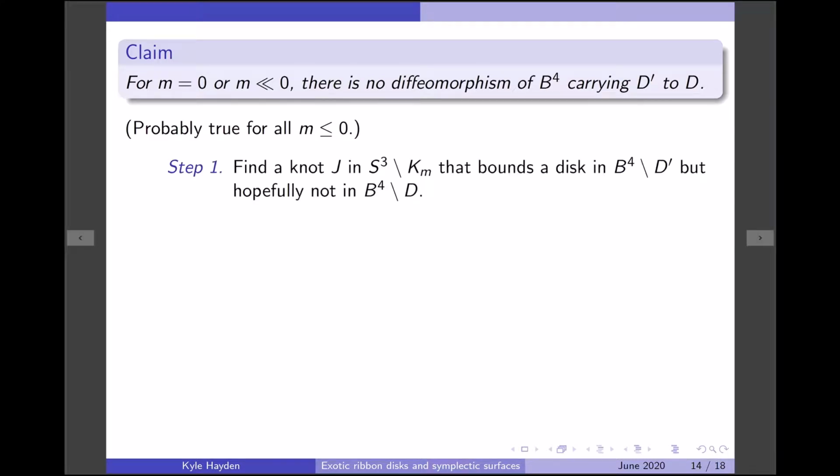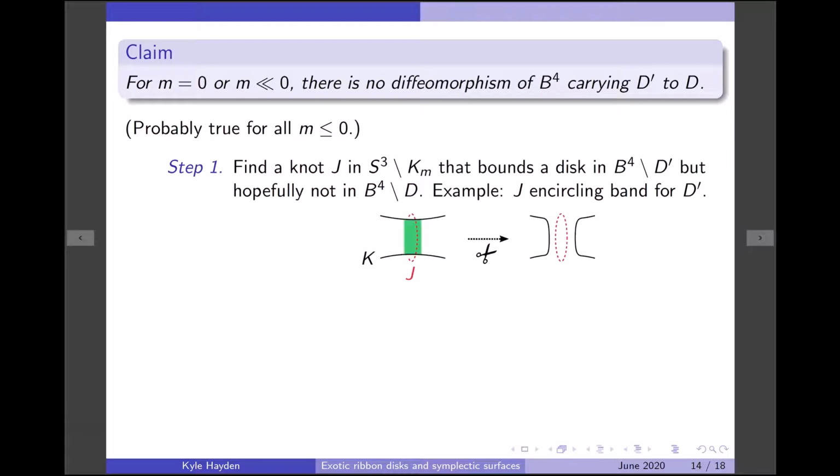The first step is to find some knot J in the complement of your knot K that bounds a disk in the complement of D prime, but hopefully not in the complement of D. And so that should be picking up on the difference between D and D prime. As an example, a natural candidate is to take a knot which just runs one time around the band that we used to define D prime. And the reason is that when we perform that band move, we sort of part the seas for J to go ahead and bound a disk.